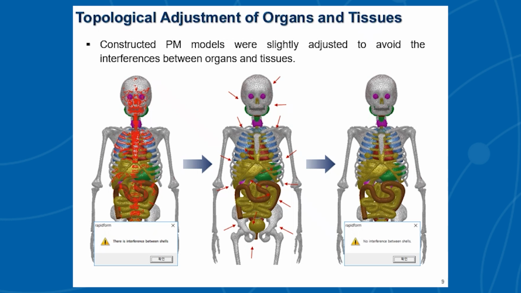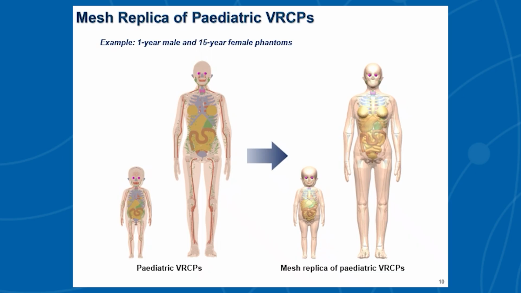After completing the conversion of each organ and combining them, we found slight overlaps between some organs. So we carefully adjusted overlapping regions to eliminate all intersections and finally obtained clean, high-quality mesh replicas of the voxel phantoms. This slide shows the generated mesh replicas for the 1-year-old male and 15-year-old female as examples. As you can see, the organs were successfully converted into the fine mesh while keeping their original shapes.